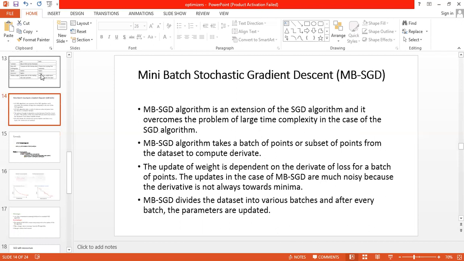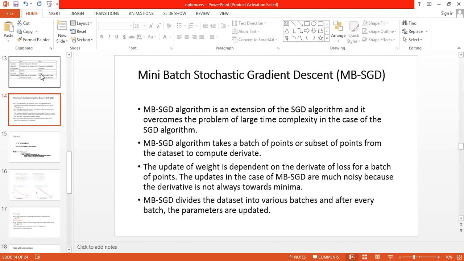Okay, so our topic is mini batch stochastic gradient descent. In this we are trying to overcome the problems related to SGD. What problems did SGD face? It has a very large time complexity, and the second problem was getting trapped in the local minima. Mini batch SGD tries to overcome the problem of the large time complexity of the SGD algorithm. Mini batch SGD takes a batch of the data, and it creates some points on which it calculates the gradients.